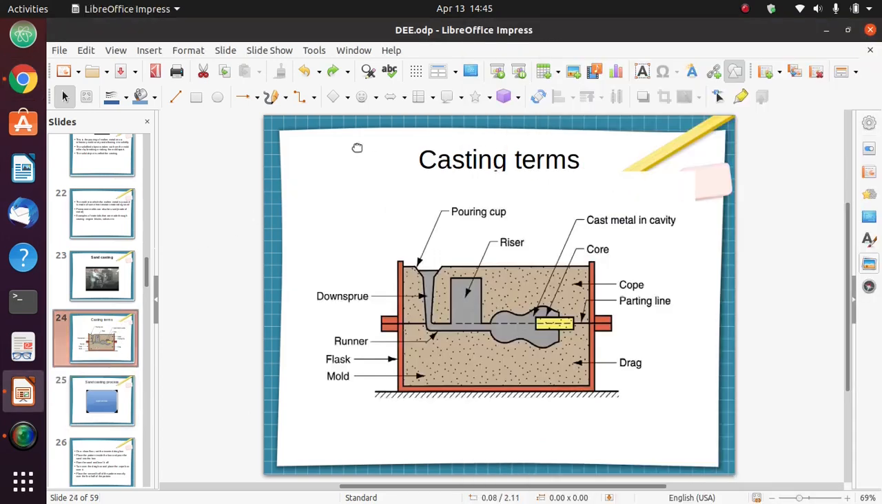Now we were at the diagram of casting. I was explaining these terms. From that video that you watched, we saw that this sand is being put in these boxes. We have two boxes in sand casting. We have the top one and the bottom one. The bottom one is known as drag, and the top one is known as cope. They are identical in nature.